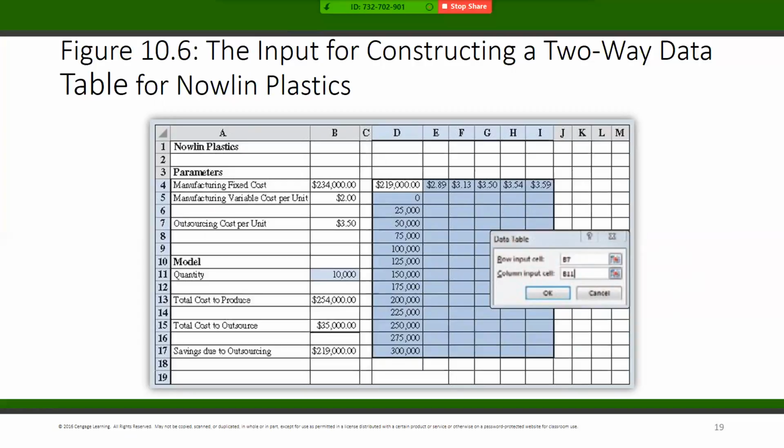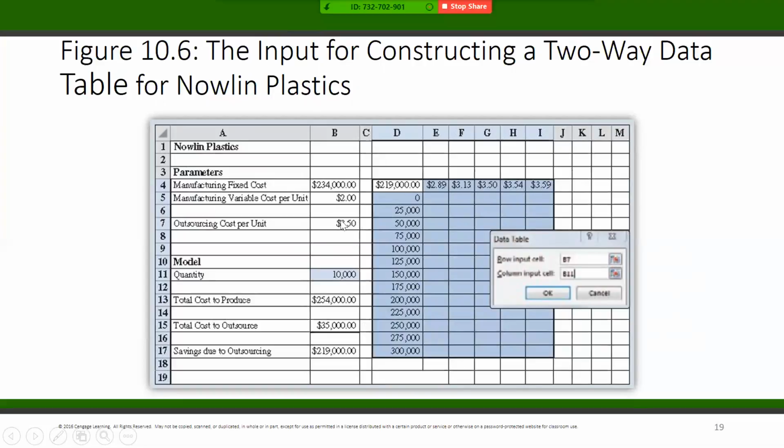Now the 5 different bids that they got were $2.89, $3.13, $3.50, $3.54, and $3.59. So we're going to use the data table again to construct a two-way table, with the quantity as a column and the 5 bids as a row, as shown here in figure 10.6. So that's the quantity and that's the cost per unit.